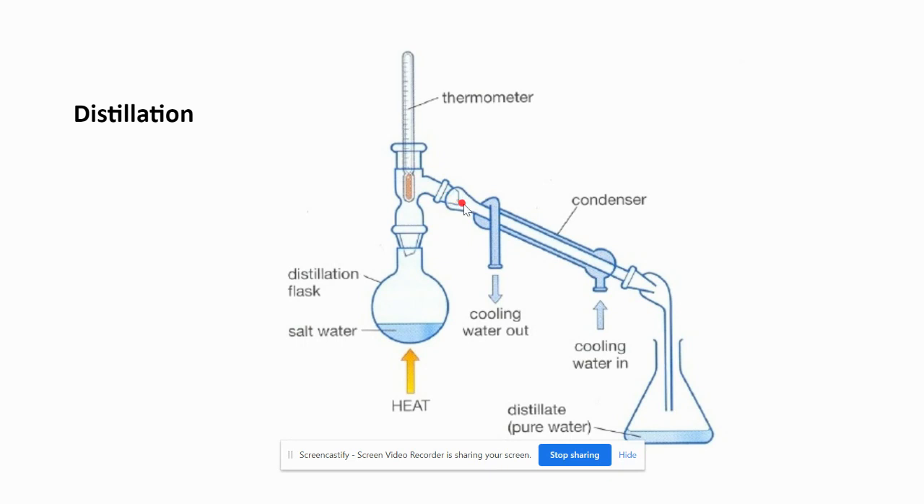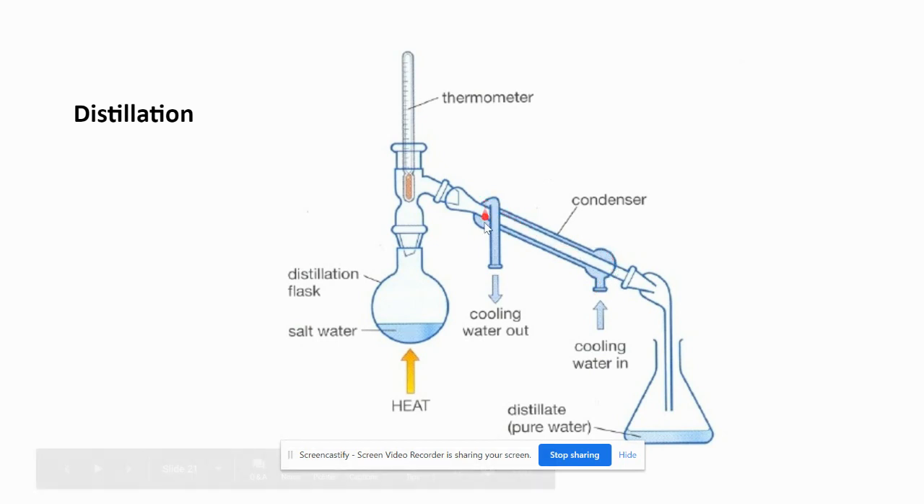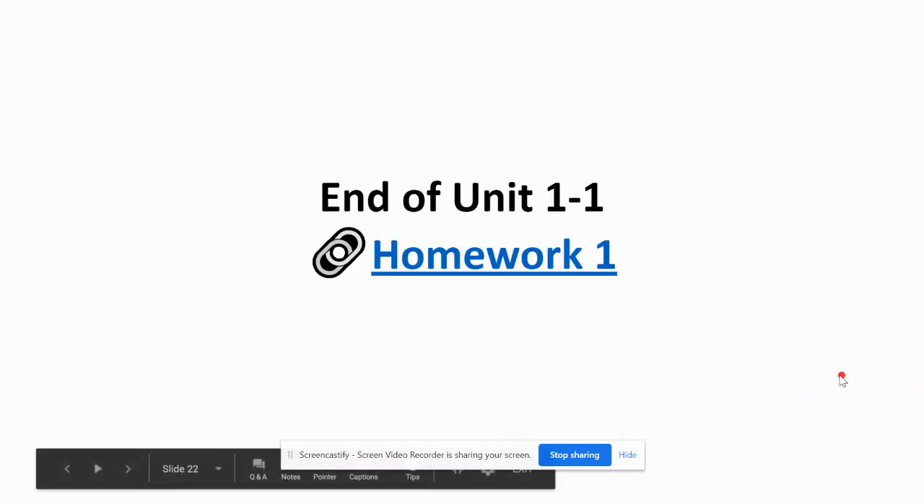The water vapor starts to migrate down. Now, once this water vapor migrates and hits the condenser, the condenser is basically another glass tubing that jackets over this little tubing here, and you put cold water in. When the water vapor comes over here and hits the cold water, it will condense back into liquid.